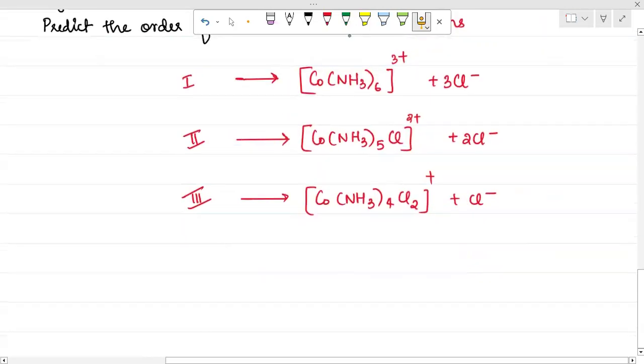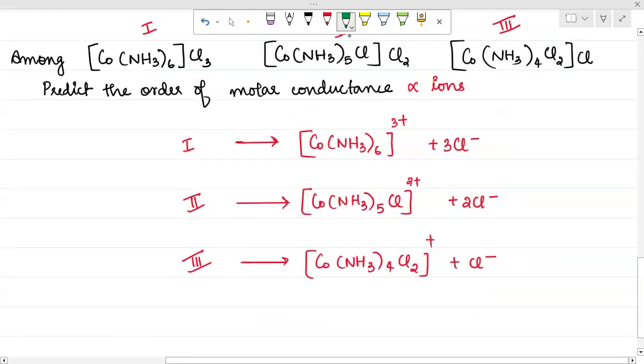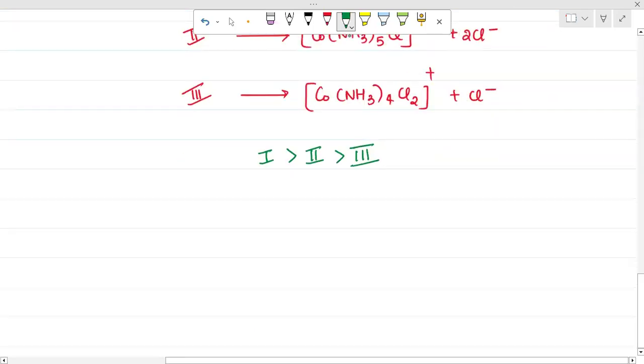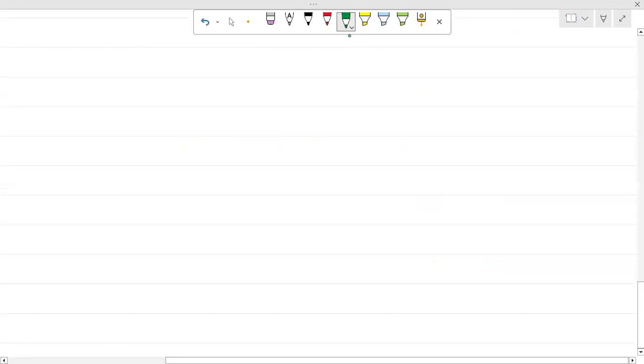So we can see that the maximum number of ions are present in 1. So that will have the highest molar conductance, followed by 2 and then 3. Such type of questions can come. Okay. Another question, one last question, and then we'll end this. Or two more questions. We'll do two more questions.